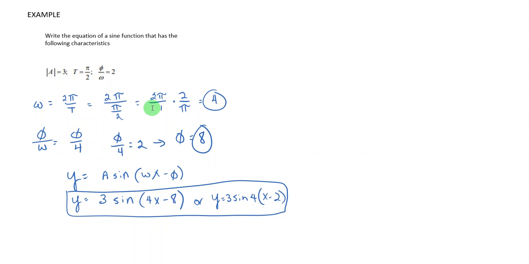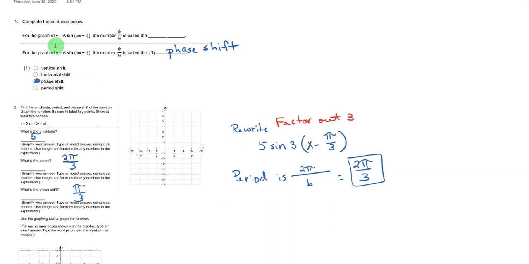All right, let's go look at our problems. Again, we don't have a lot of them. We just have a few. All right, number 1. For the graph of y equals a sine wx minus phi, the number phi over W is called the phase shift.